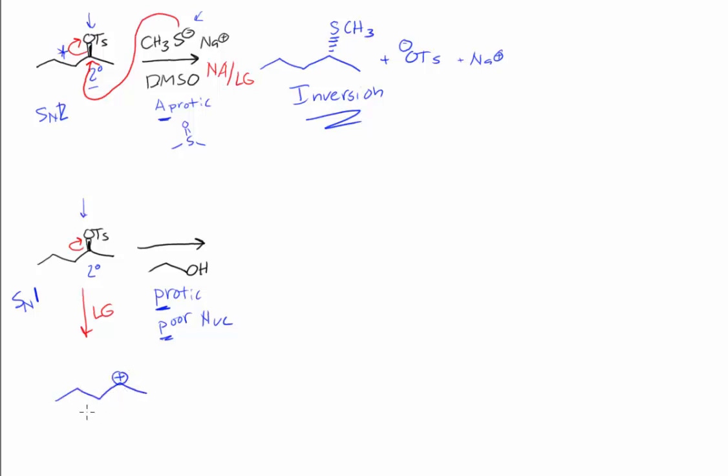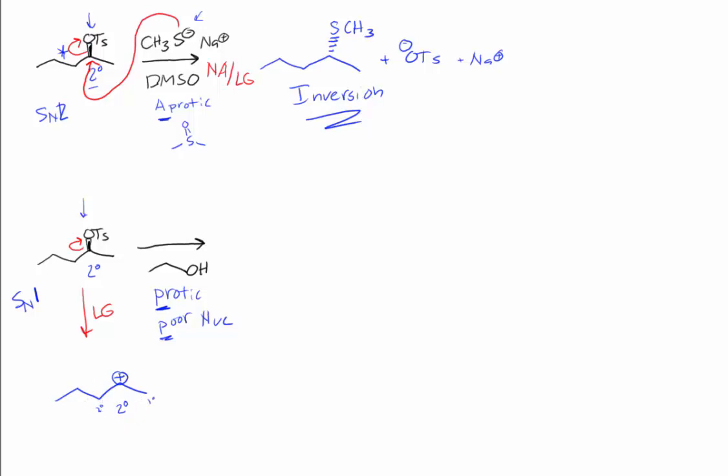Can we rearrange it? Whenever we produce a secondary cation, we should ask ourselves, can this undergo rearrangement? In this case, it cannot. We could make a tertiary primary there, or another secondary there. So it's not worth rearranging this.